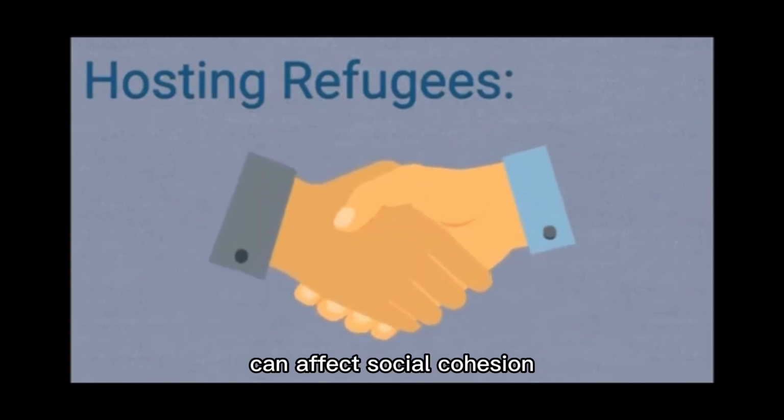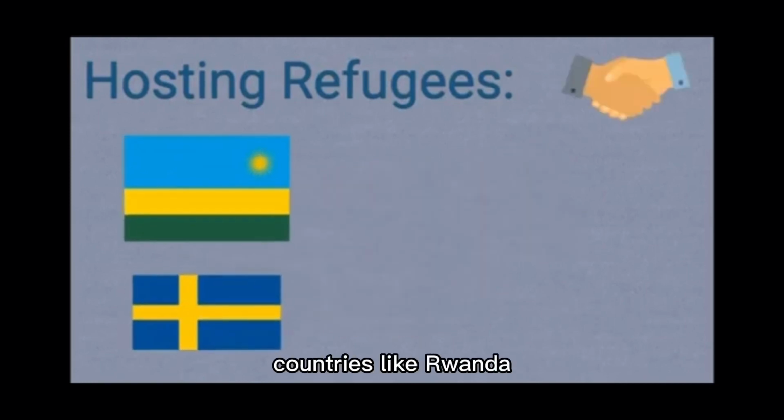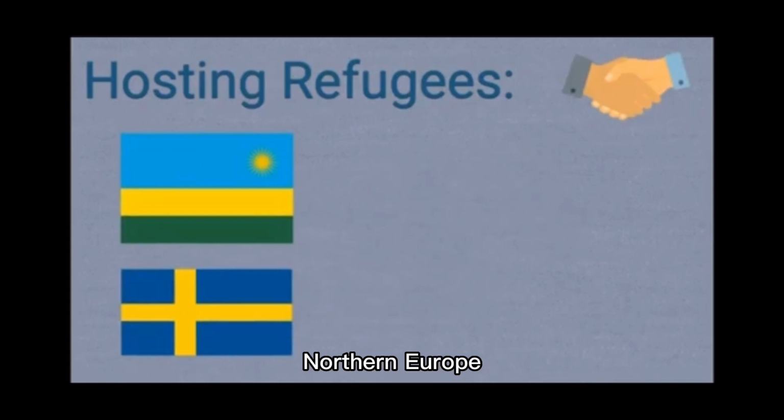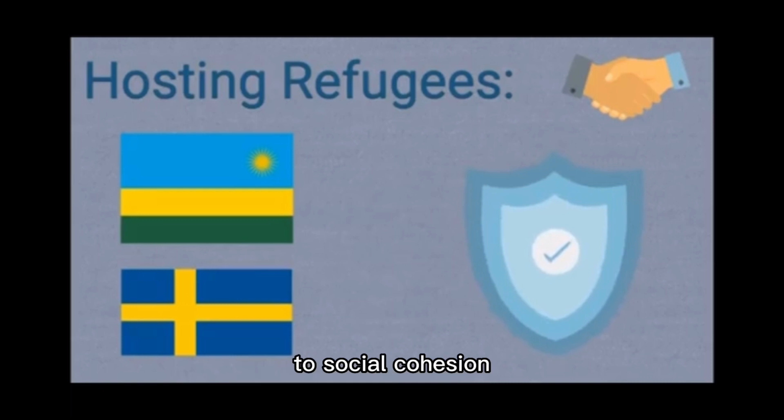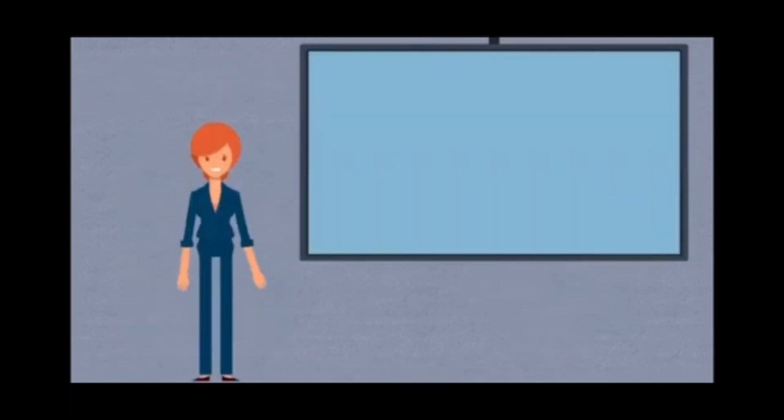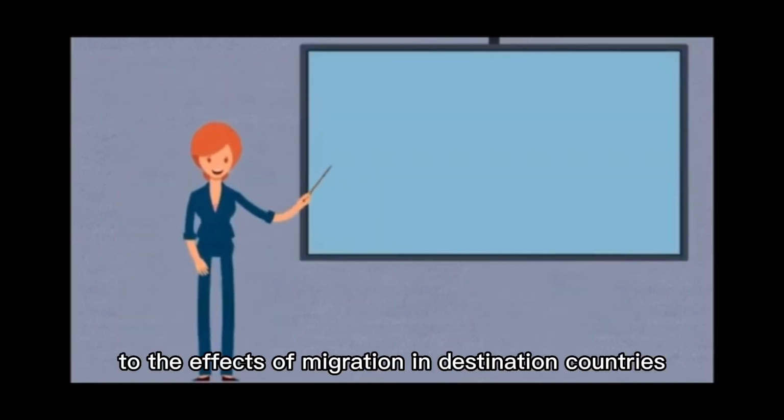Outside of the labor market, hosting refugees can affect social cohesion. While this is dependent on location and circumstances, evidence from countries like Rwanda and those in Northern Europe has not associated refugee hosting with a serious threat to social cohesion. Now that's a brief introduction to the effects of migration in destination countries.